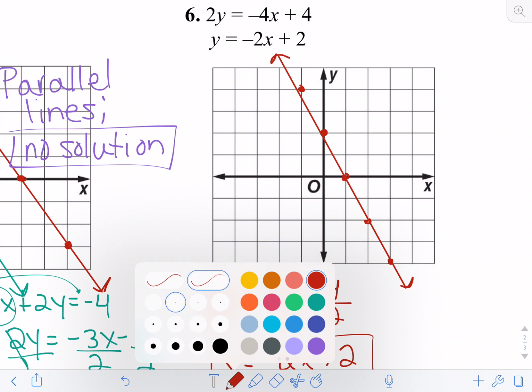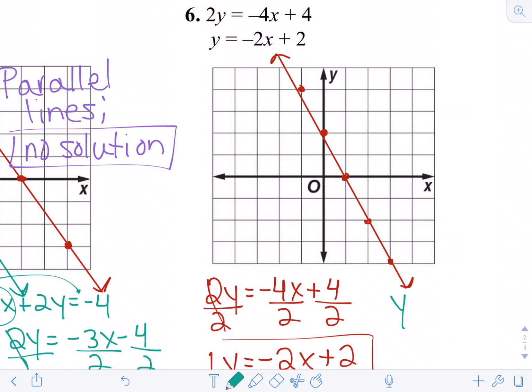And then my second equation is already in slope-intercept form, so that's really nice because I can graph my line. Now, here's something else: you don't even have to graph this line because what do you notice? They're the exact same equation. If you were to graph this line, you would start at 2, go down 2 over 1, and up 2 over 1, and you will have the exact same line.